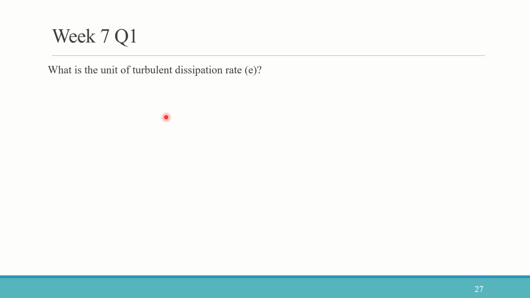Question 1 is about what is the unit of turbulent dissipation rate, epsilon. The options are: option A, meter square per second; option B, meter cube per second; option C, meter square per second square; option D, meter square per second cube. Option D is the answer. That is, the unit of turbulent dissipation rate is meter square per second cube.